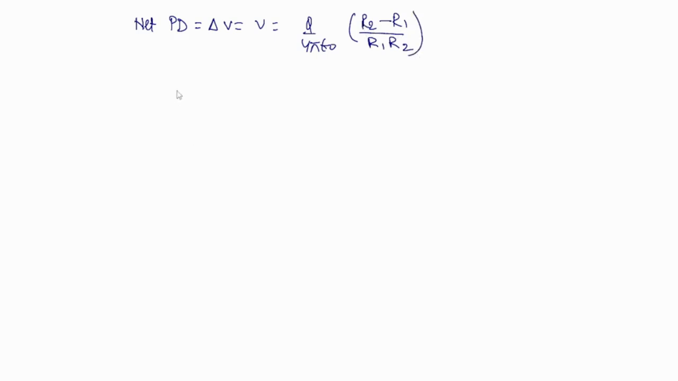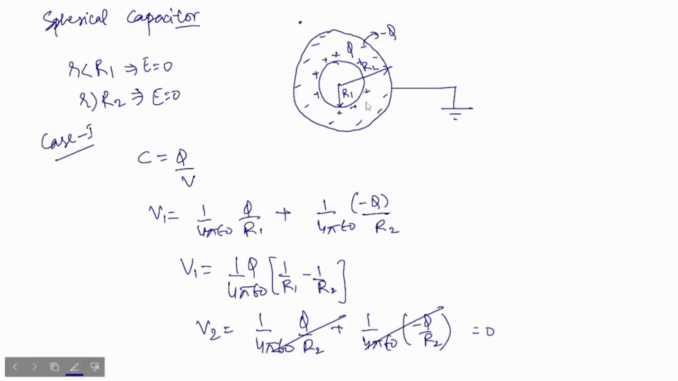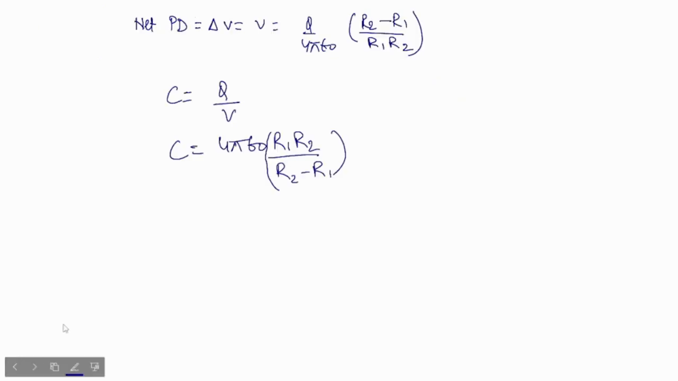Now you know that C is equal to Q upon V. If you put the value of V here, Q and Q will get cancelled out. You will get 4 pi epsilon naught R1 R2 upon R2 minus R1. This is the capacitance. Now, if the medium between them is filled with some material having dielectric constant K, you just need to multiply this by K. This is the first case.